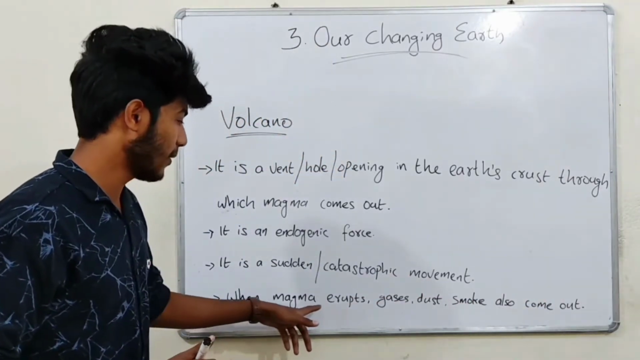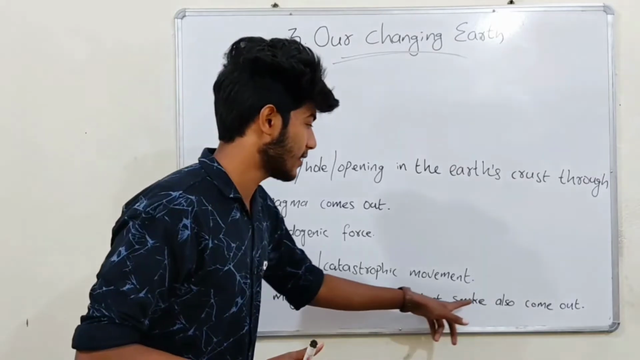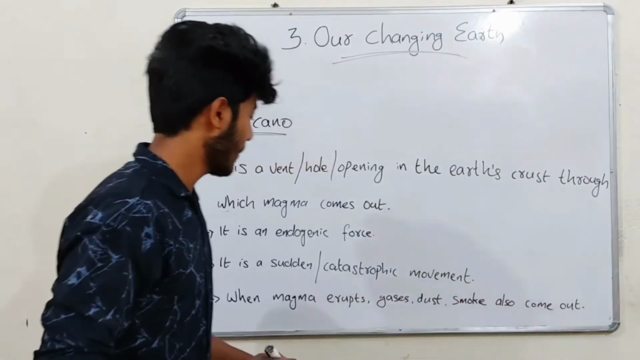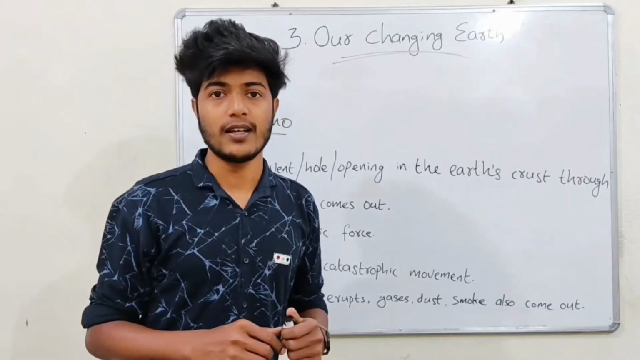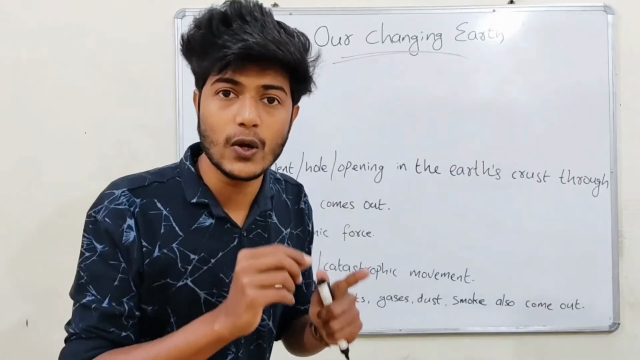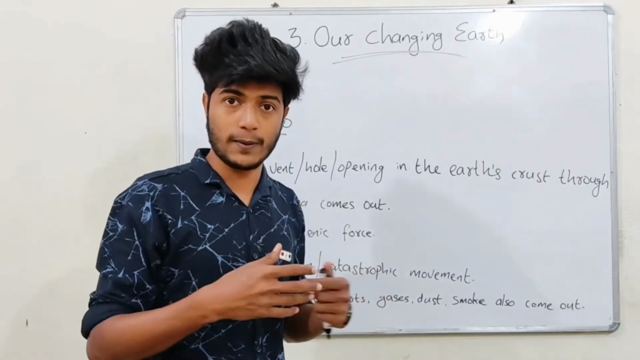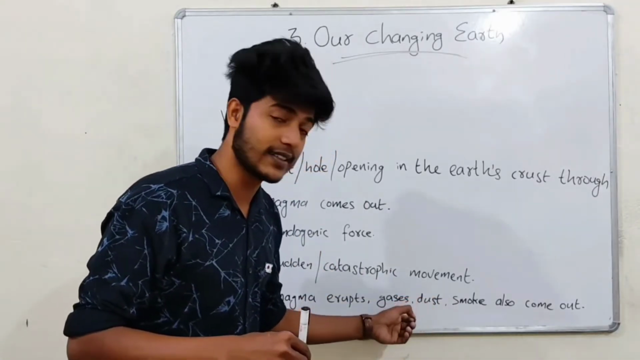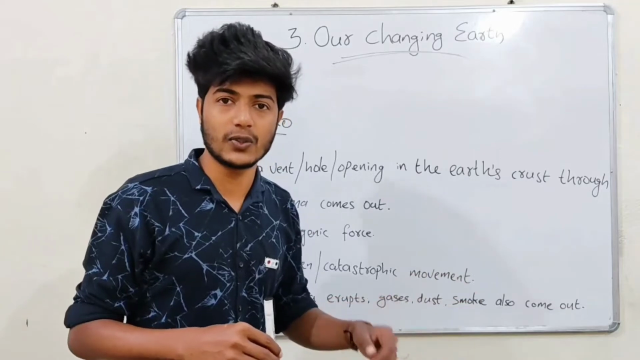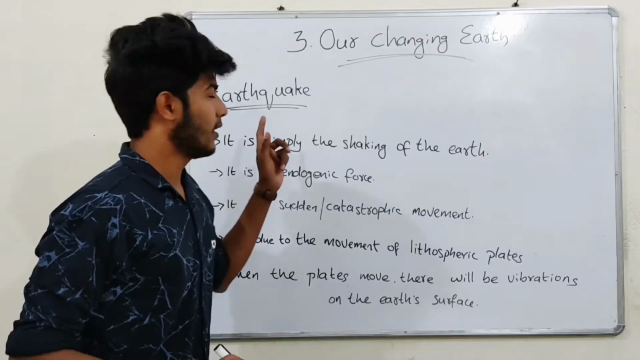Listen, when magma erupts, gases, dust, and smoke also come out. So, if there is a volcanic eruption, magma is not the only thing that comes out. Smoke, dust, gases, these things also come out.